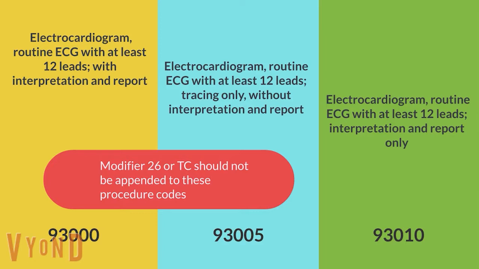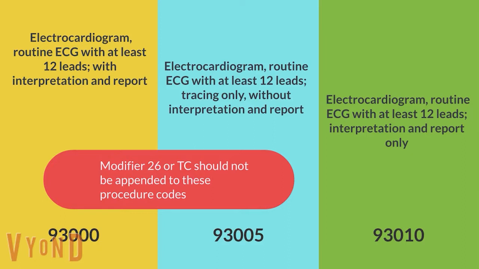93000, 93005, and 93010. Key notation here as a medical coder is we should not be appending modifier 26 or modifier TC to these procedure codes, as this is included and reflected within the code description itself.